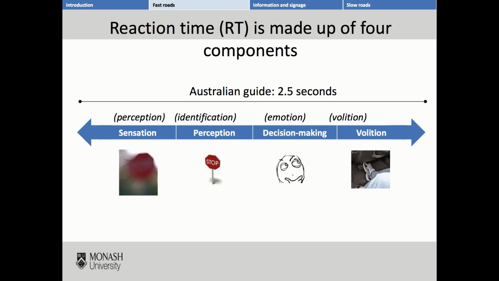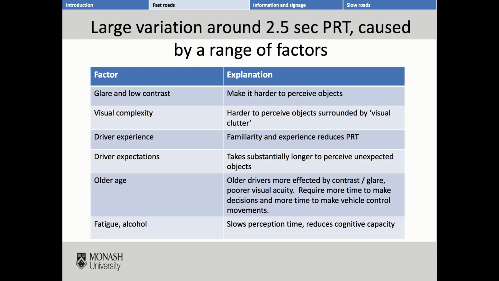It's made up of four components. So we've got the perception, the identification that there is a stimulus we need to consider, decision making, whether or not I'm going to consider that light, and the volition, which is actually processing and doing something about it. There's a large variation of around 2.5 seconds caused by a range of factors. You need to make sure you understand those factors.